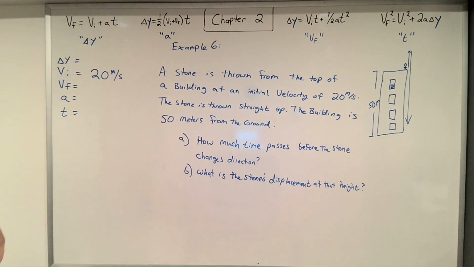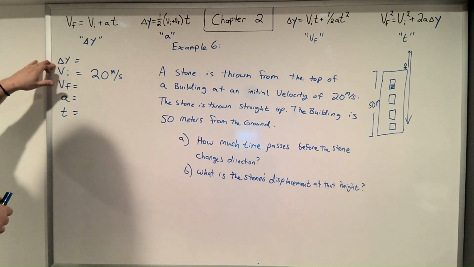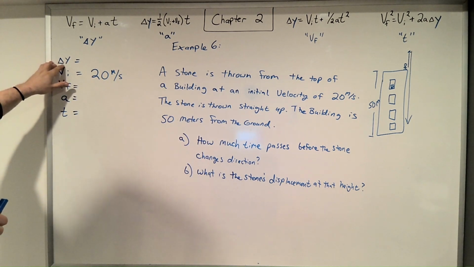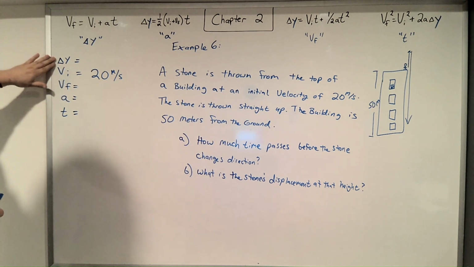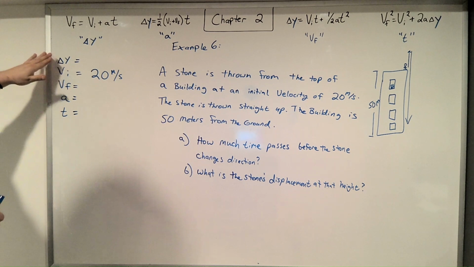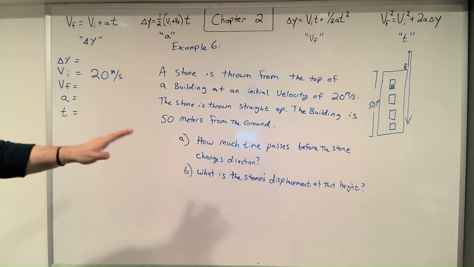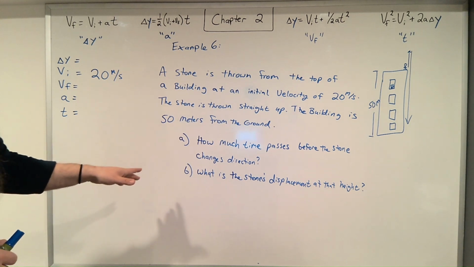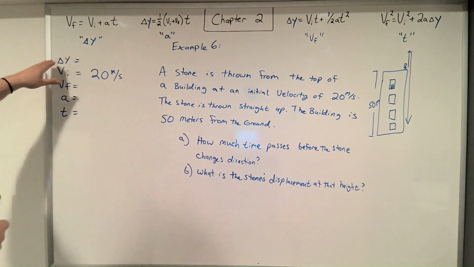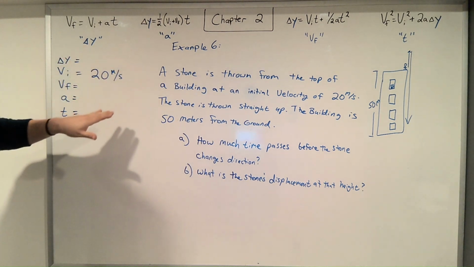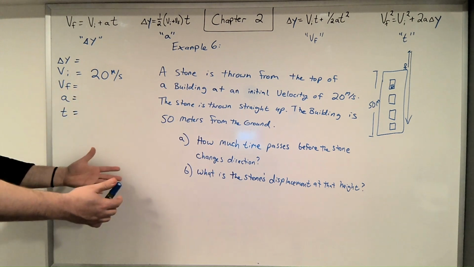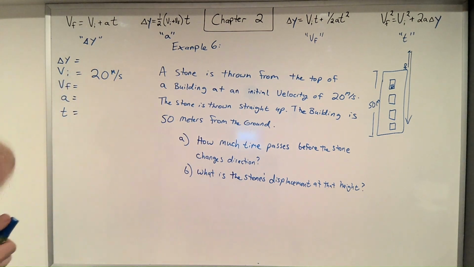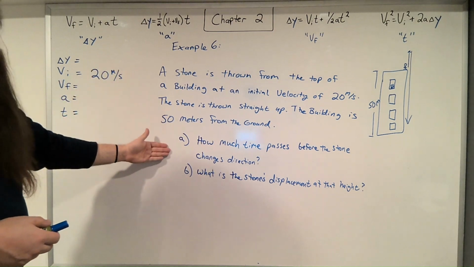The building is 50 meters from the ground. So could I plug that into my delta y? But that's not right. The delta y is the change in y. Well, what's moving in this problem? Is the building moving? No, the building's staying stationary. It's 50 meters high. The stone is the thing that's moving. So what's the change in y? I don't know, because it hasn't been told in the problem. It gave me an initial velocity and says it's thrown straight up, but it doesn't tell me how far it goes. So I have to go into my problems now.